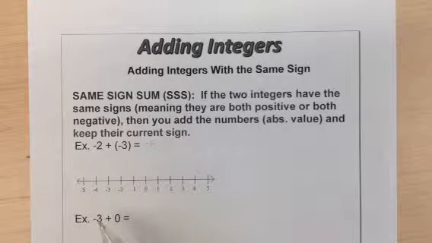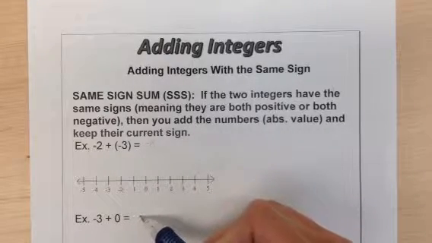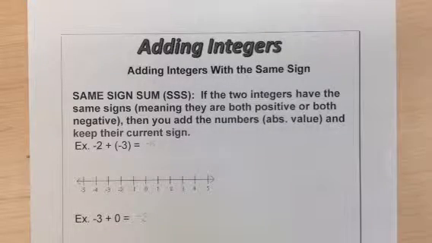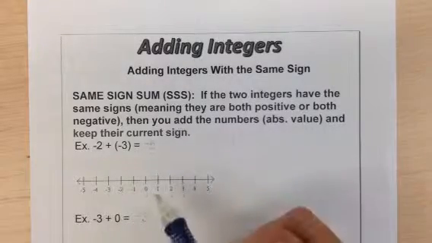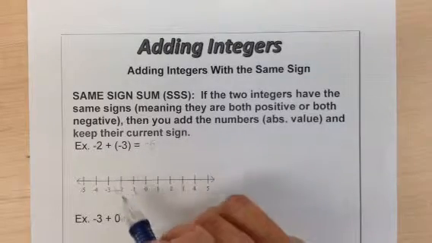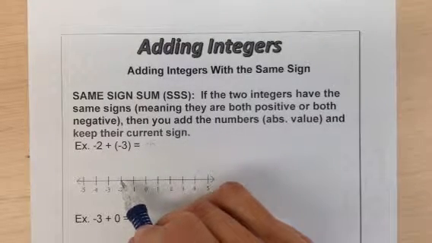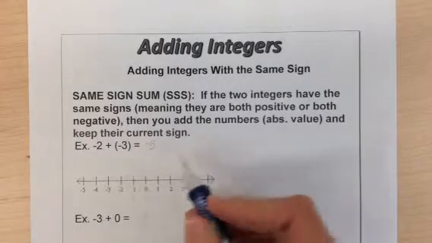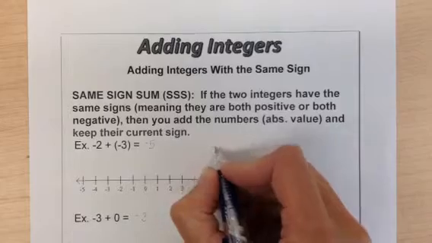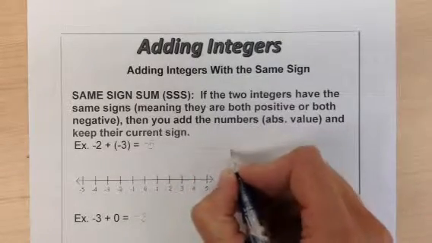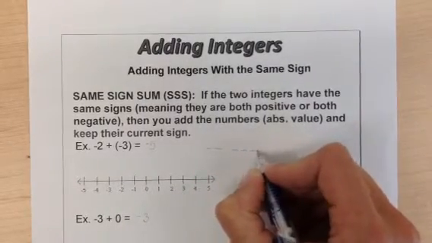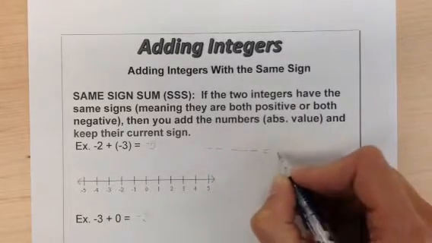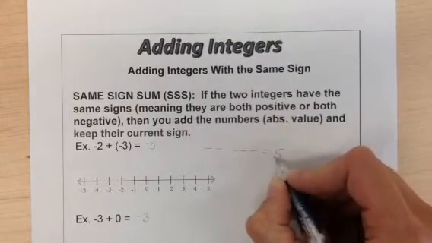This next example, -3 plus 0. 0 is neither positive nor negative, but we know that any number plus 0 is just that number. So this one should be a -3. Think back to this example up here. We have a -2, so we're starting out right here, and then we're adding a -3, which means we're moving 3 more this way. Okay? Or you could think of it as we're starting out with 2 negatives, and then we're adding 3 more negatives, which means we have a total of 5 negatives.